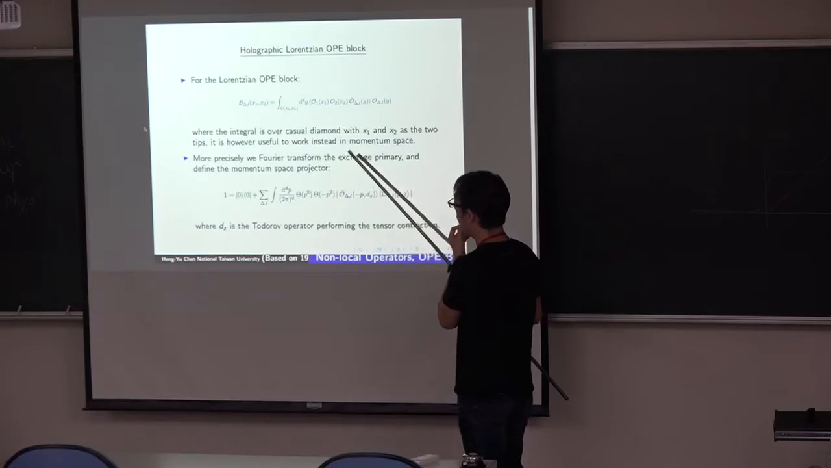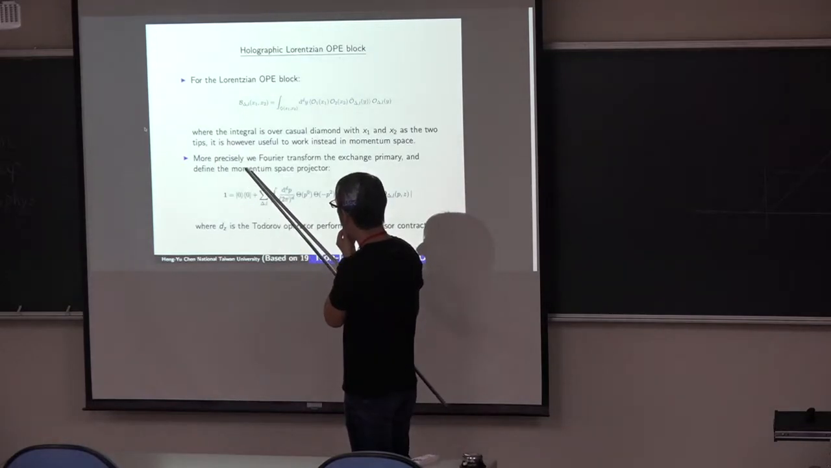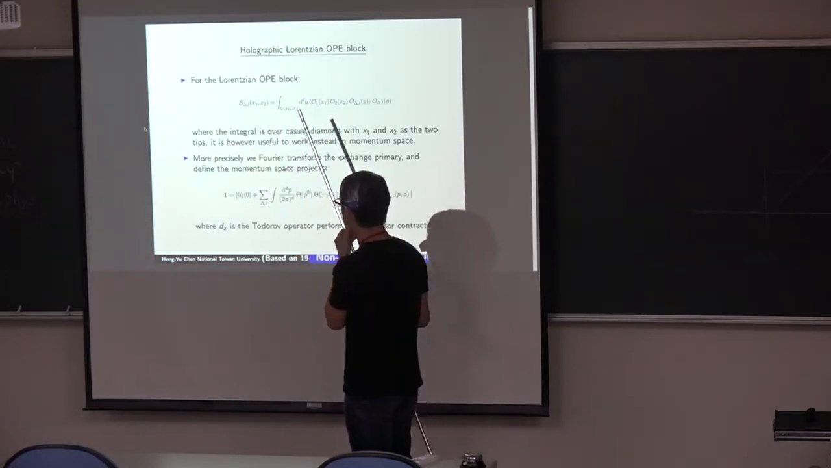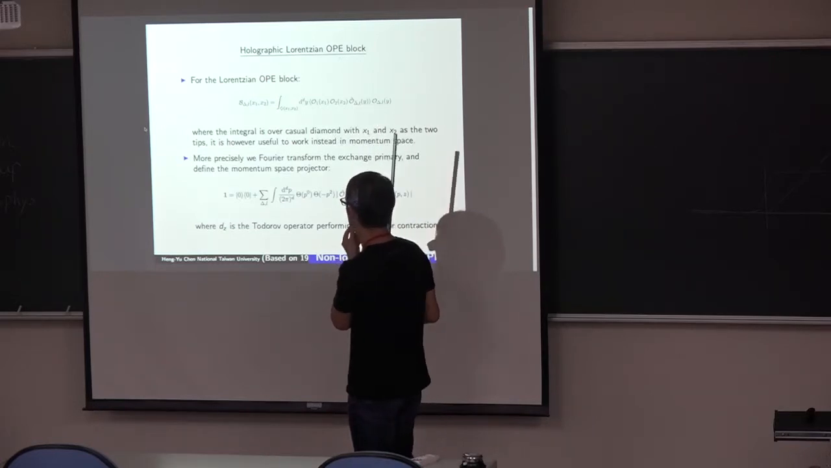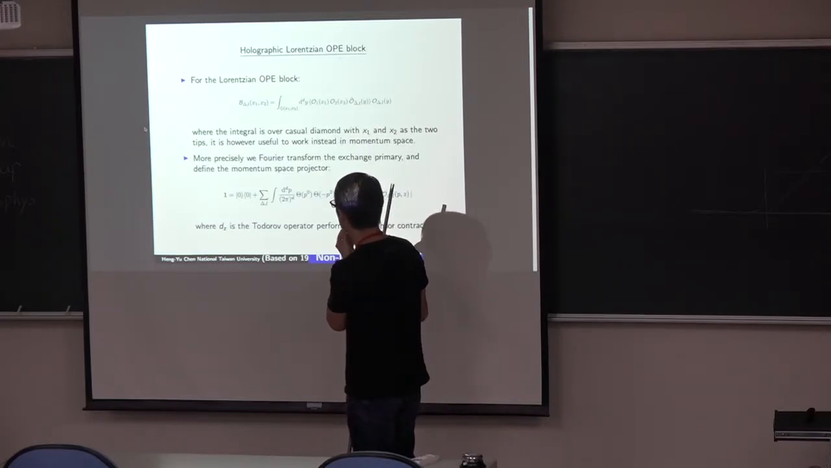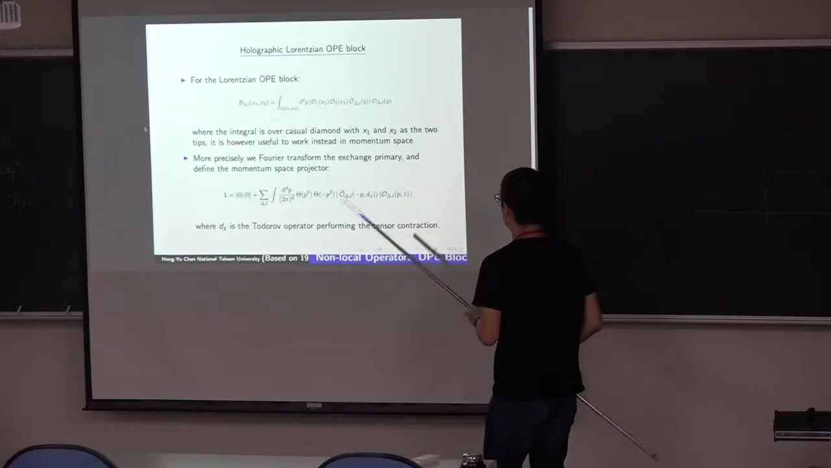So instead, we are trying to work in momentum space, and that would make this whole discussion about causality a lot more transparent, and that's what we are tidying up in the paper right now. So more precisely, what do we do? We basically only Fourier transform one of the guys. We only Fourier transform the Pythagorean exchange.